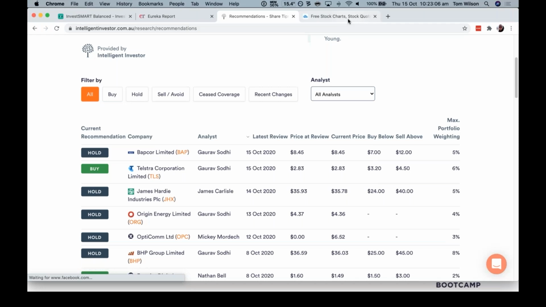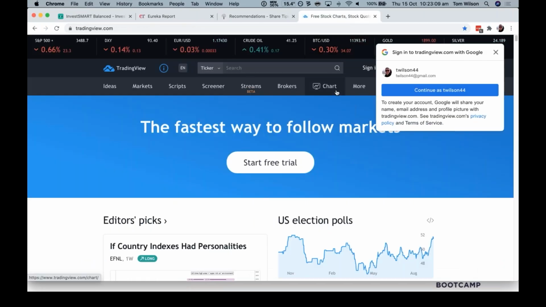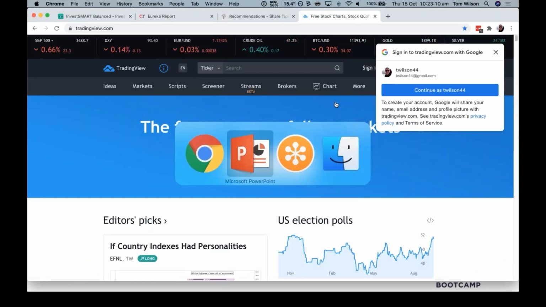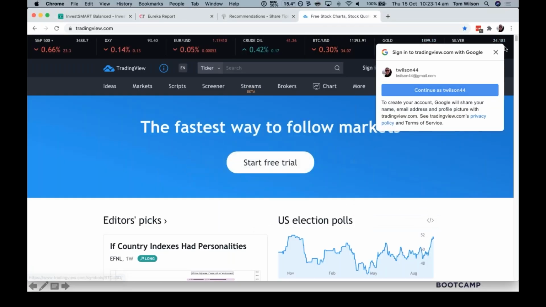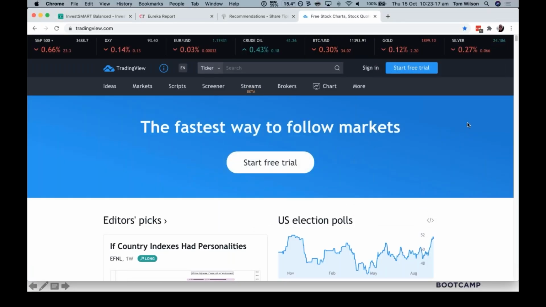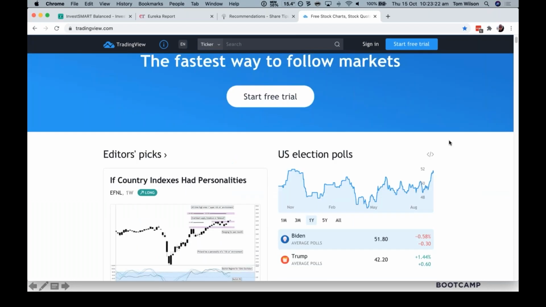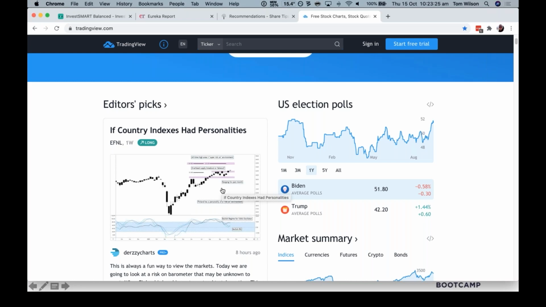There's a website that I refer to called TradingView. I'll just jump back here. It's not affiliated with InvestSMART in any way, so definitely take that into account. It's a good way just to follow different indices or different graphs or different securities. They've got the US election polls here as well, which is just interesting.